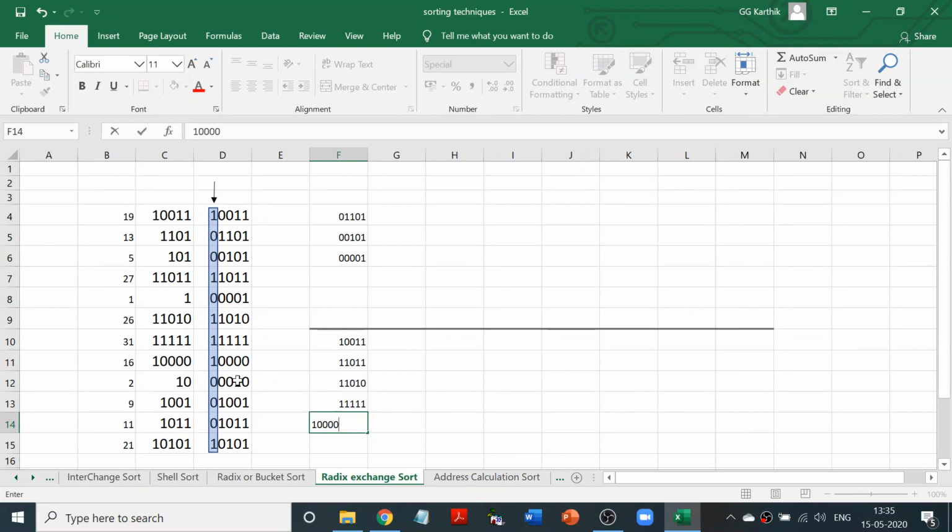This number is going to start with what? 0, so it goes here, 0 0 0 1 0. This again starts with 0, so 0 1 0 0 1. This number again starts with a 0, so I'm going to put it 0 1 0 1 1. This number is going to start with 1, so I'm going to put it 1 0 1 0 1.